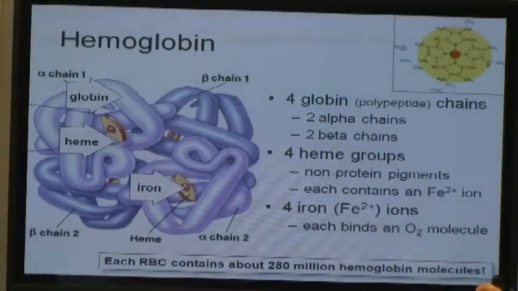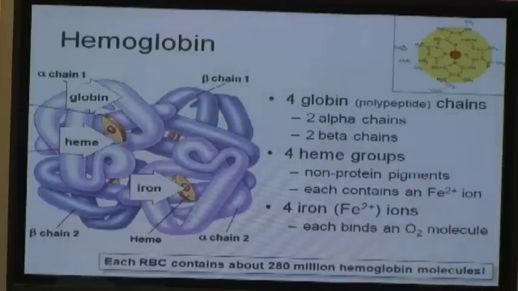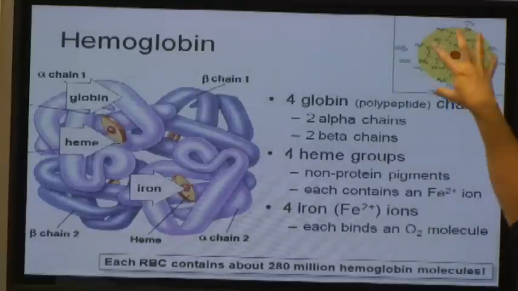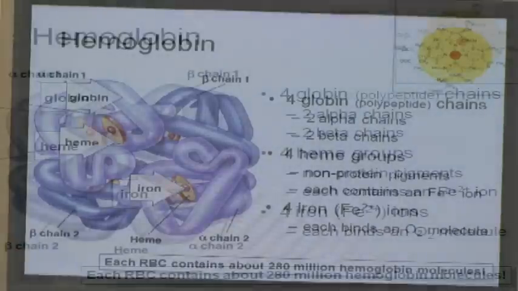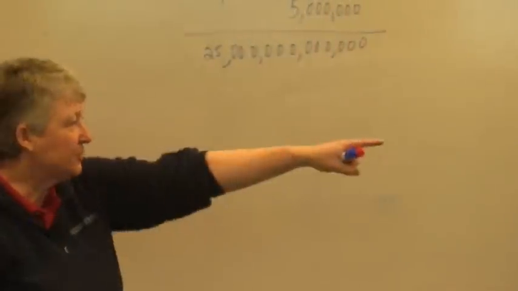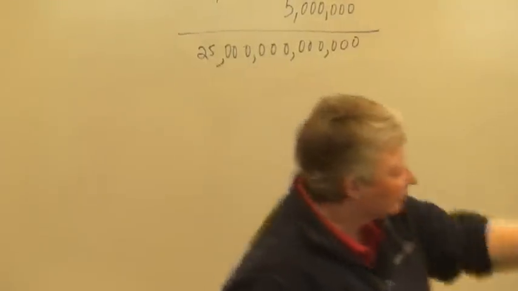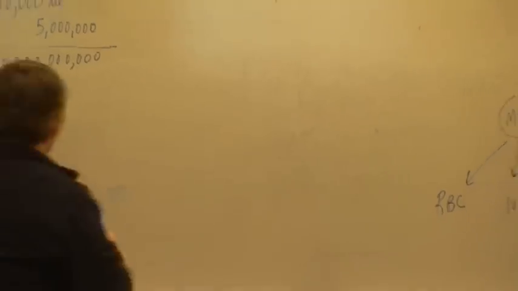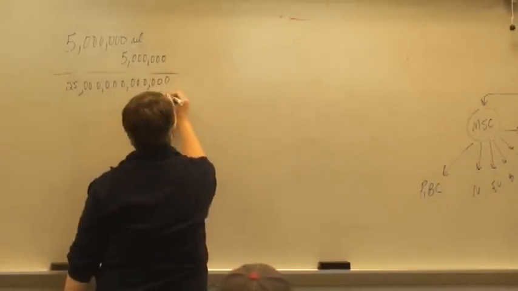So you've got the globin, which is a protein, right? So it's a chain of amino acids folded up. Sitting inside of that, you've got this structure, this heme molecule, and inside of the heme, you've got an iron atom. That's where oxygen sits. So each hemoglobin molecule can carry 4 molecules of oxygen. Each red blood cell has roughly 280 million hemoglobin molecules on board.